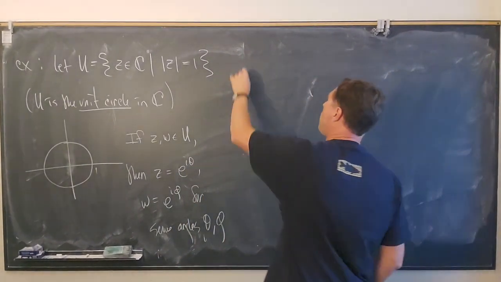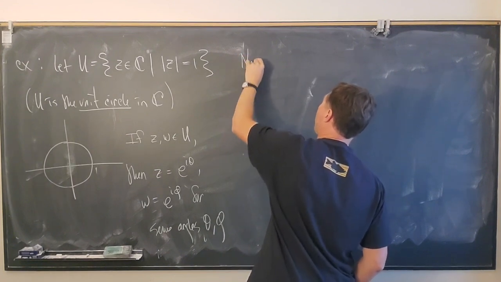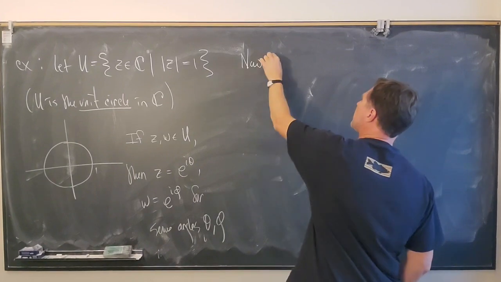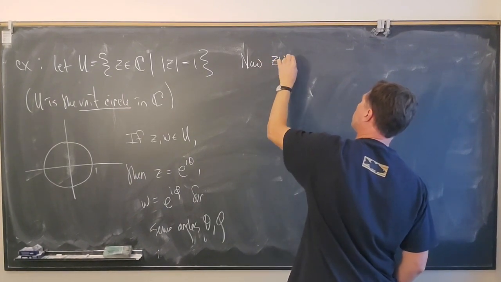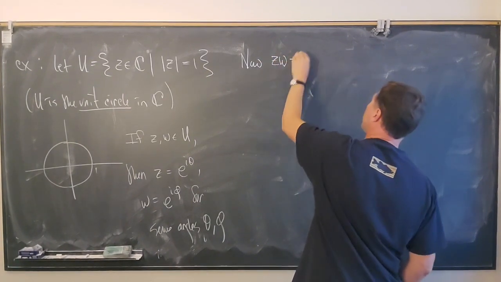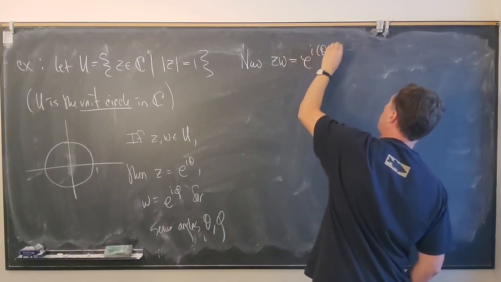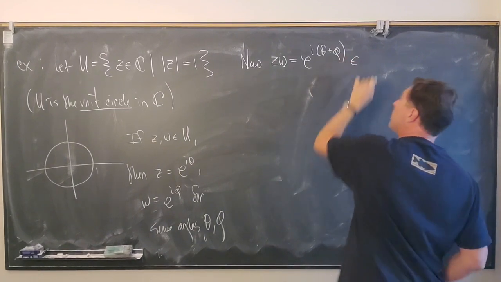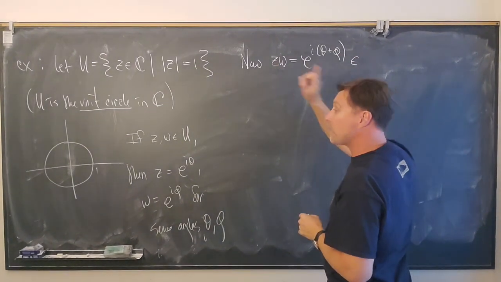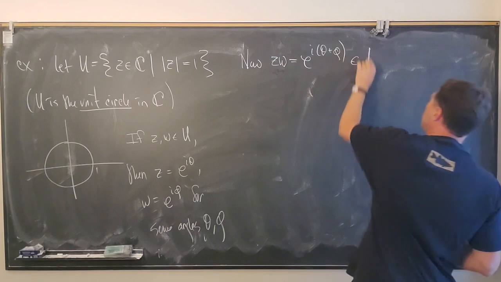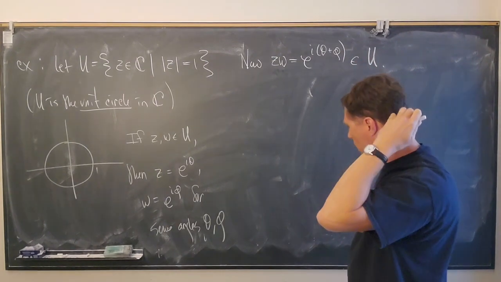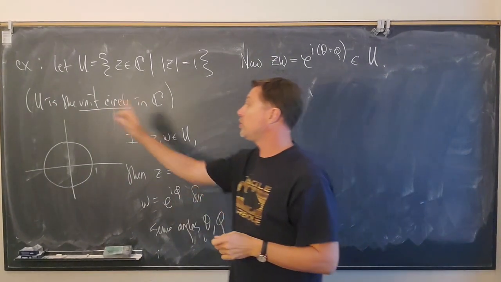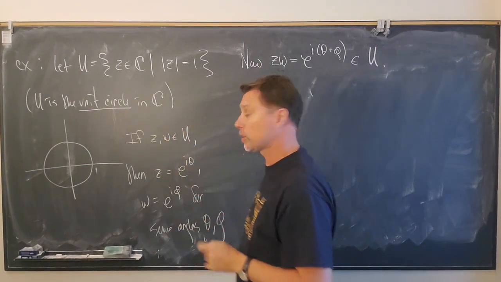So now, if we do Z times W, that's equal to e to the i times theta plus phi, and what you're supposed to notice is that this right here has modulus 1 also, which means that it's an element of U. So what did we just show? We showed that U is closed under multiplication.